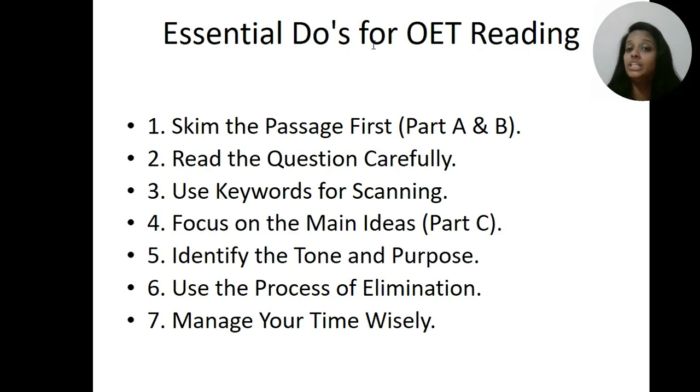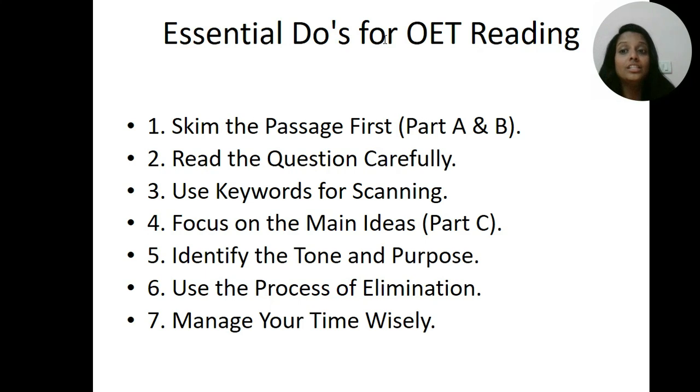So after reading the options in a multiple choice question, try to eliminate choices that are clearly incorrect or irrelevant, because this will help you focus on the most likely answers and improve your chances of choosing the right one. Okay, and manage your time wisely. This is very, very important because time is critical. Efficiently managing your time across the sections ensures you complete the entire reading test.